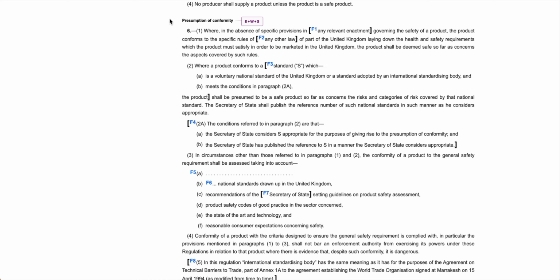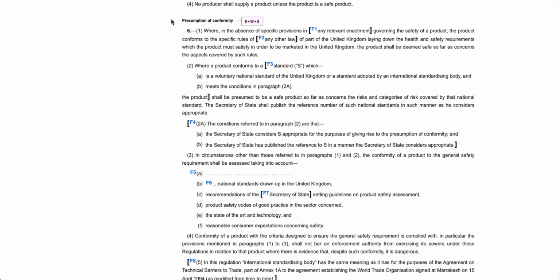And that's why we have the concept of the presumption of conformity. So presumption of conformity is a concept from the EU. And basically what this means is that in order to comply with the regulation, in this case the GPSR 2005, you have to identify safety standards that basically deliver the product to a point where it can be deemed safe.